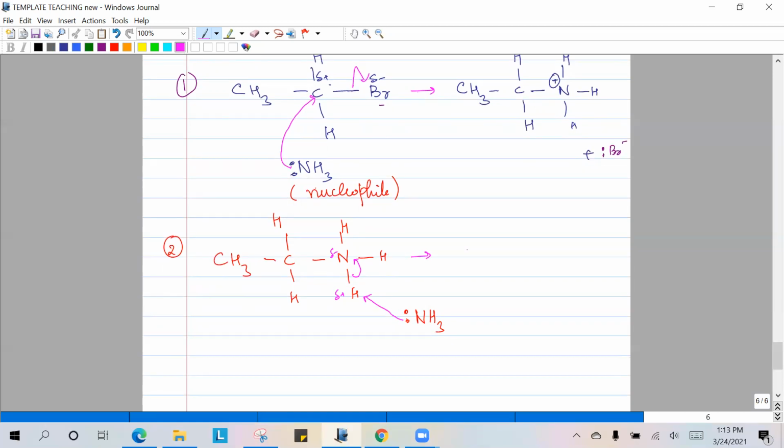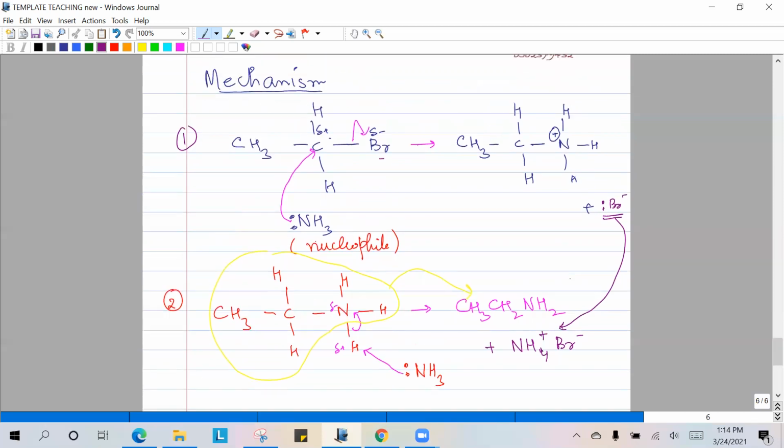So what happens is you end up with CH3CH2NH2. Now this whole thing becomes this after removing the hydrogen, and the hydrogen goes with the ammonia, becomes NH4 plus, and because it is plus, the Br minus comes and joins this. So you have the Br minus over here. I hope the mechanism is clear.